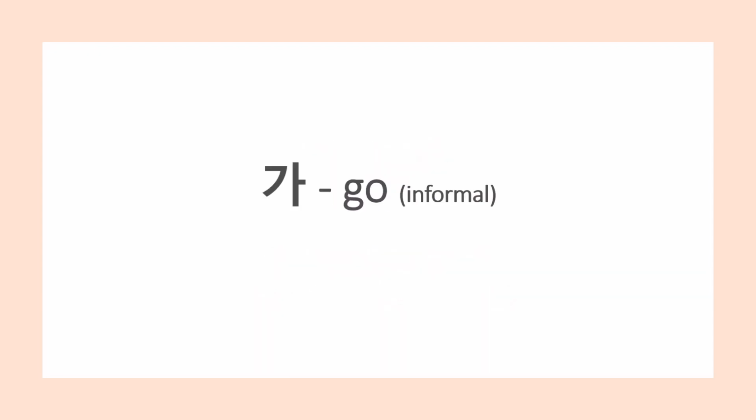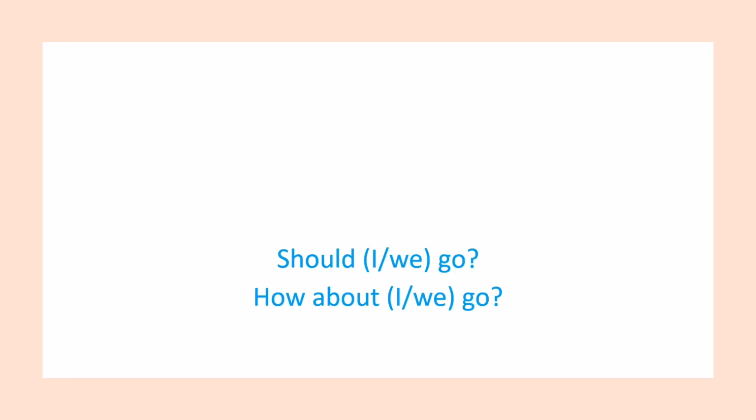가 is an informal way to say go. So it could be I go or you go or we go, she, he, they go. 가. Okay, then how to say should we go? Or how about we go? 가볼까? Should I go?